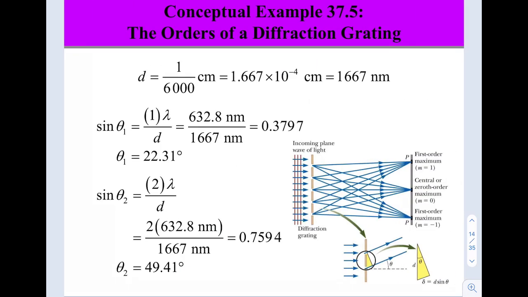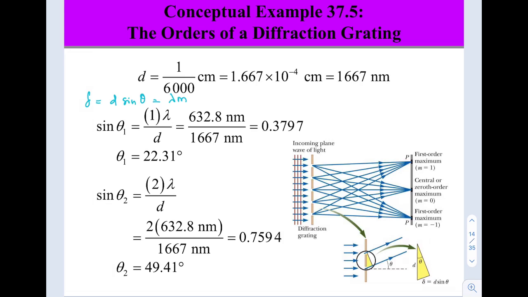So first thing we have to do is to figure out the separation distance. The d is equivalent to 1 over 6,000, which gives us 1.667 times 10 to the power of negative 4 centimeter, or this is 1667 nanometer. And we know that path difference is equivalent to d sine theta, which is equivalent to lambda m.